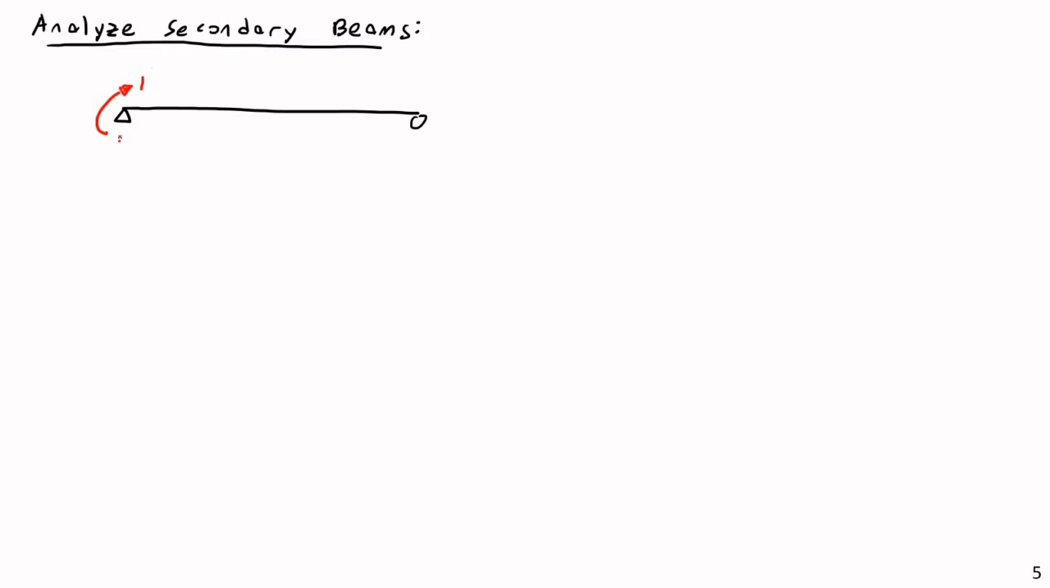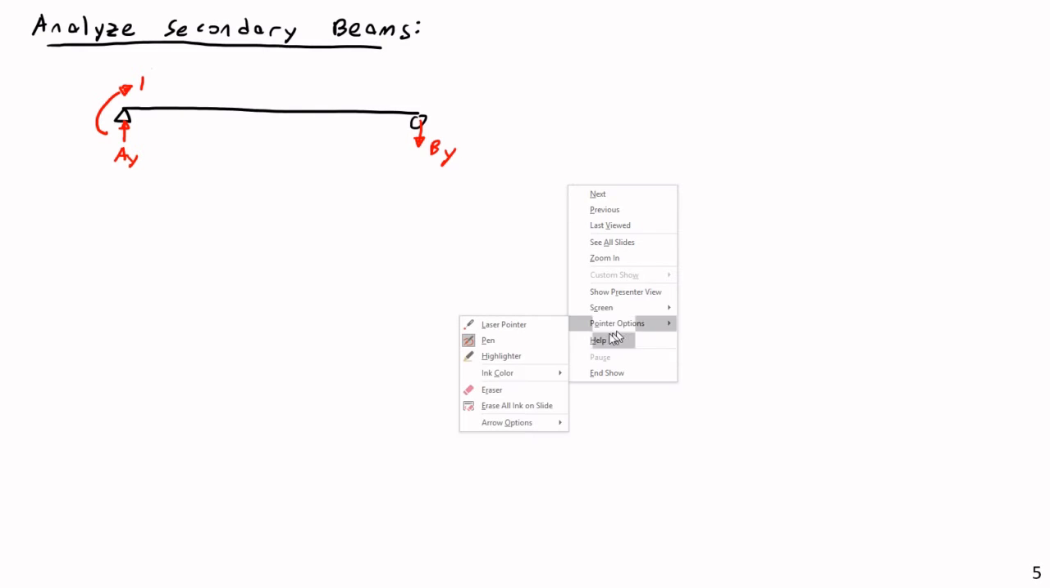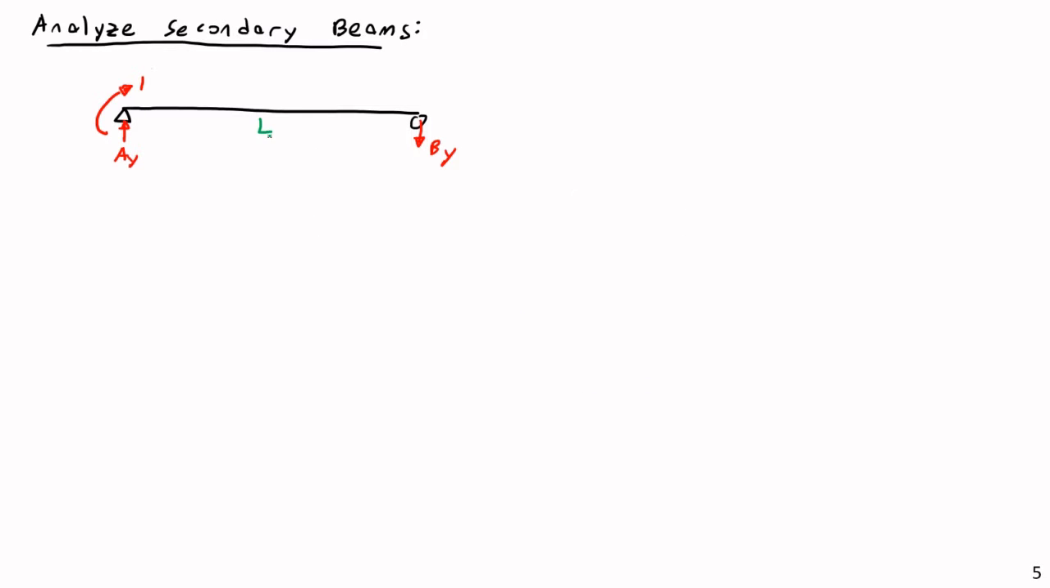Then I'm going to have an AY here and a BY here. AY and BY have to be equal and opposite, but they still must come together and form a couple to balance out this one unit couple. You see that unit moment there. And there is, of course, no distributed load because for our secondary beams, we have removed the real loads.